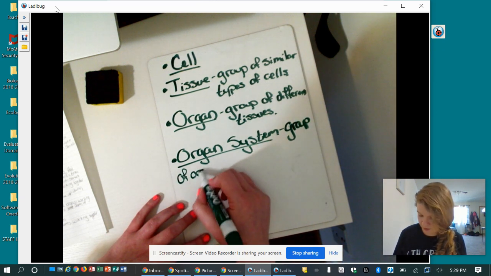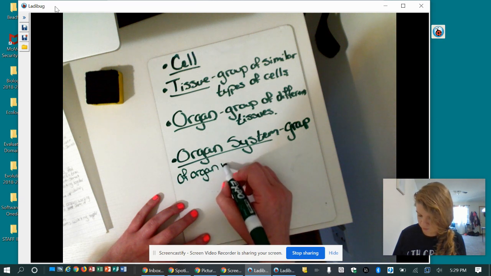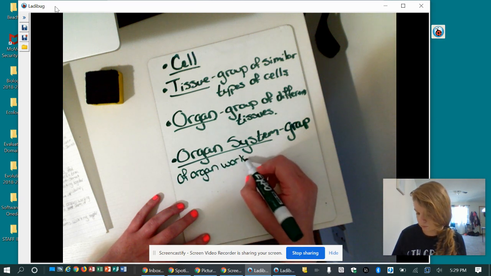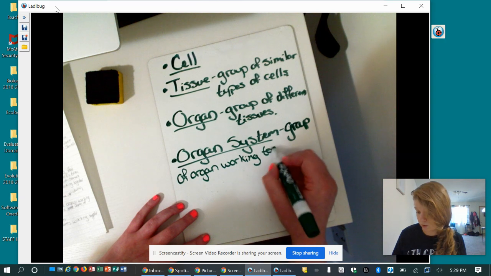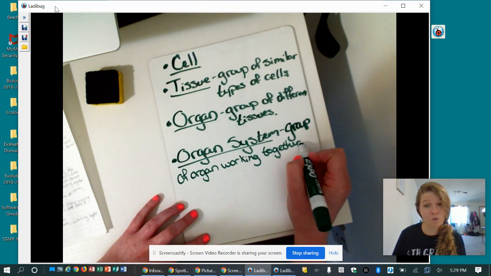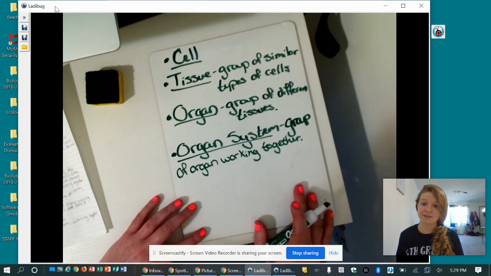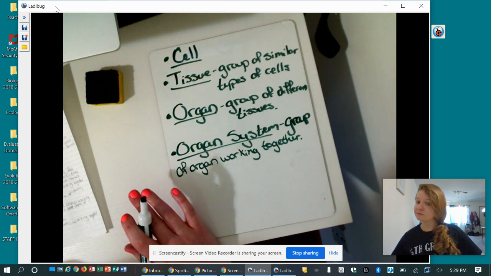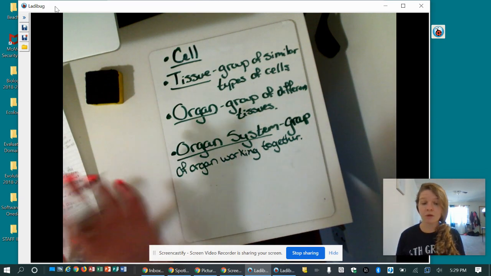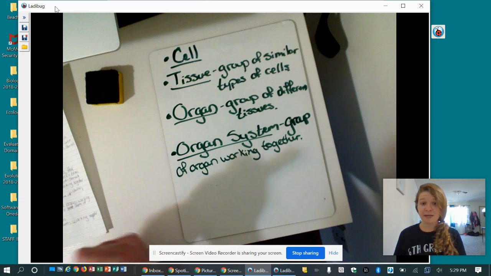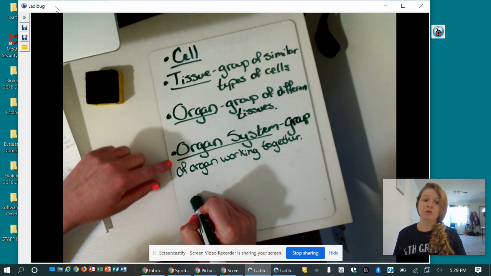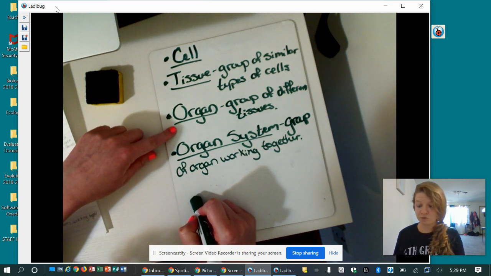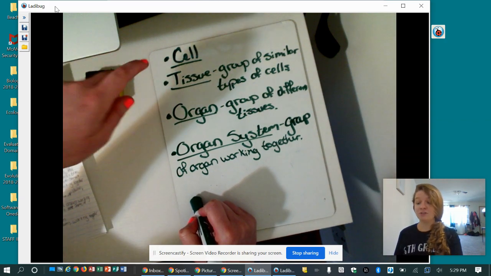They're groups of different organs working together to form a job. So, does anybody know what organ system your stomach belongs to? Very good, your digestive system. So your digestive system is made up of a bunch of organs, which are made up of a bunch of tissues, which are made up of a bunch of cells.